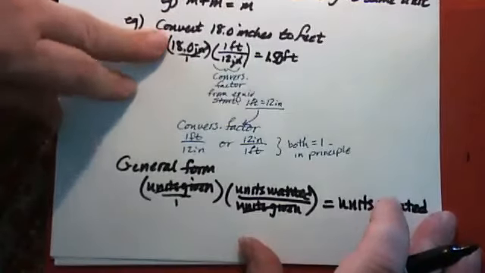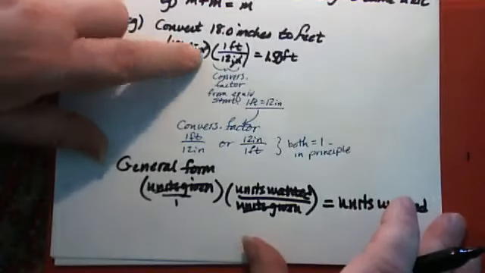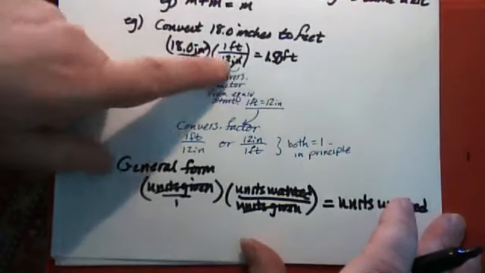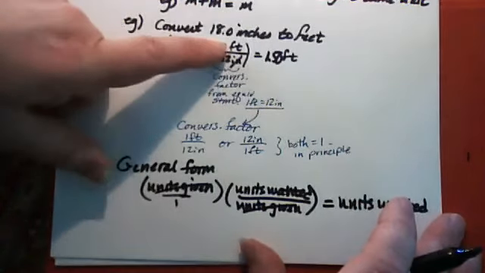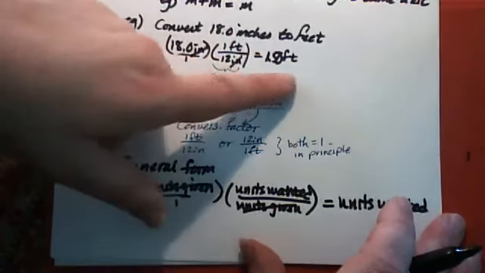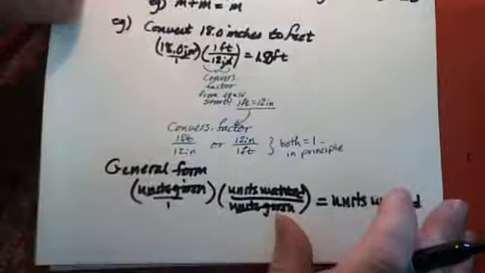And that's exactly what we did up here. Inches were the units given, and you always keep the number that goes with those units with the units. So inches were the number units given. We use the conversion factor in the form of units wanted over units given, feet over inches, and that leaves us with the units that we want. And that's the way that we normally do conversions.